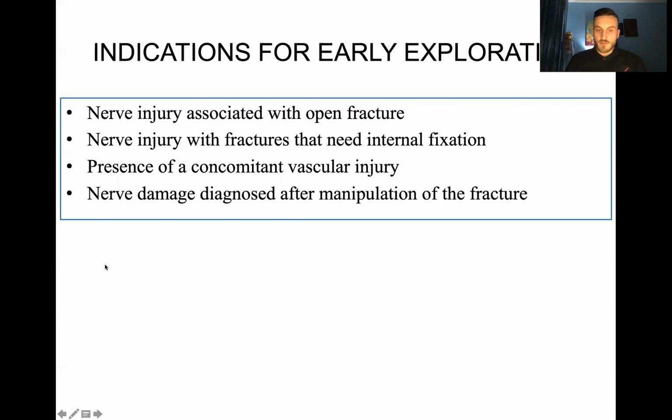And if you have a nerve damage diagnosed after manipulation. So the patient was moving normally, he's having, for example, a mid-shaft forearm fracture. You did the reduction. Now he's not moving his hand, okay? And you diagnose him with nerve injury. You can go and do exploration.